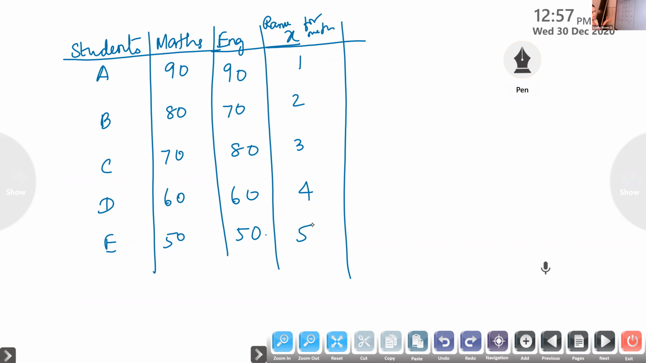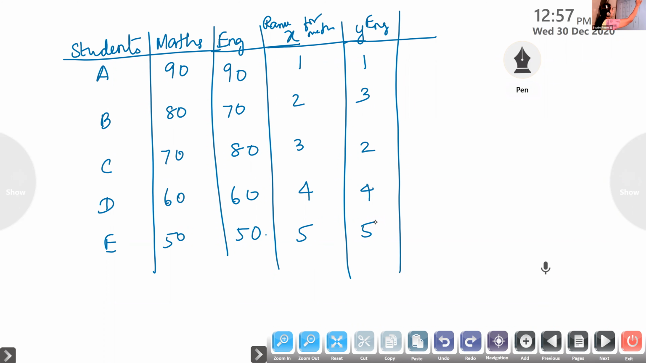So this is X. Okay, we will not be taking the mark as such. We have to give the rank according to their marks. We will be giving some ranks, first rank, second rank, and all. Similarly, let Y be the ranking for the English marks. So here A will be getting the first rank, C will be getting the second rank, B will be getting the third rank, fourth rank and fifth rank no change, 4 and 5.